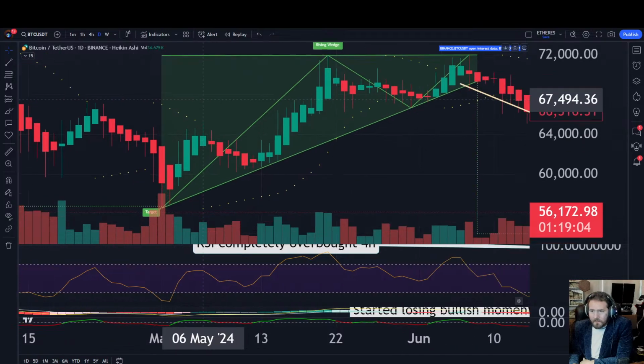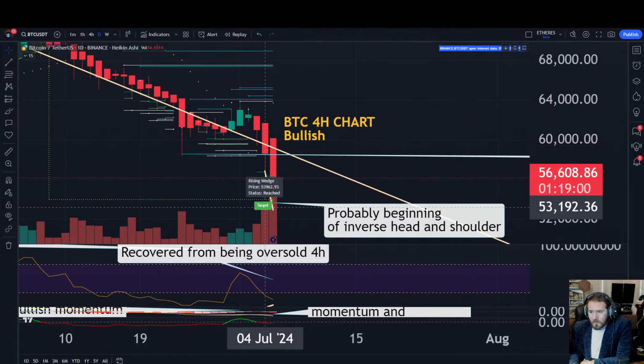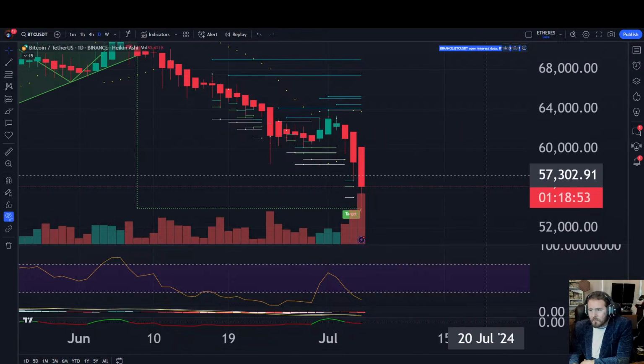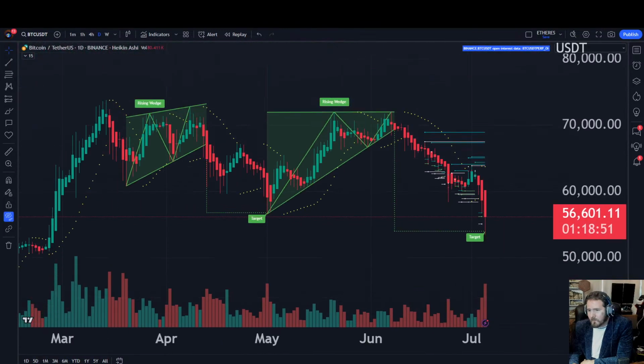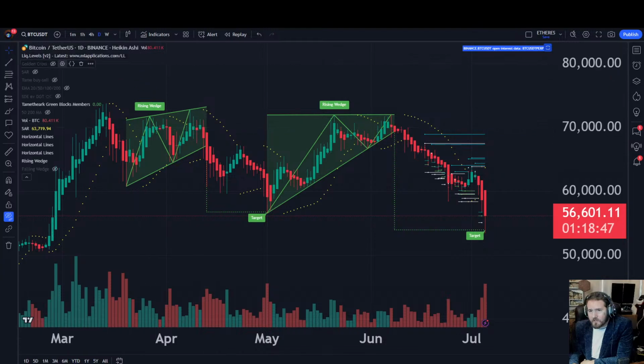I think it could be forming an inverse head and shoulders. We're a little bit early. Our rising wedge hit the daily target at 53,962. So we're going to go over that as well for Bitcoin. And we're going to go over this. We're going to take off the liquidations so we don't get this confused.